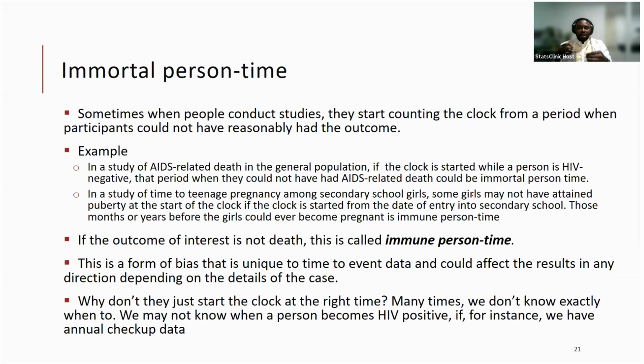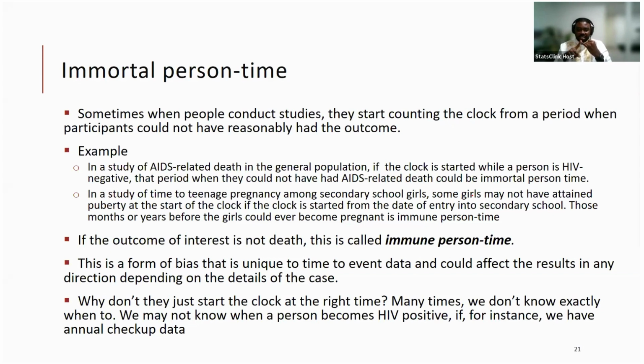Okay? And so you guess as best as possible, but there's going to be some person time, some period that's not covered by your study, when the person might already have been eligible. So maybe you might guess and say this time, right? So that's a form of bias. And that's a form of bias that is unique to time to event data. Okay, so let's take another example.